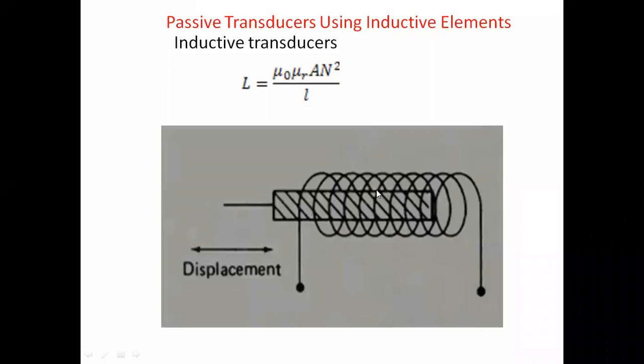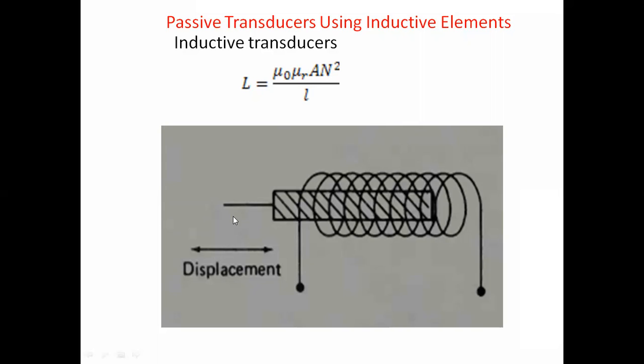So up to now we have discussed passive transducers using resistive elements. Now we will see passive transducers using inductive elements. By using inductive transducers, we can identify the variation of displacement. These inductive transducers are especially used for the measurement of displacement.